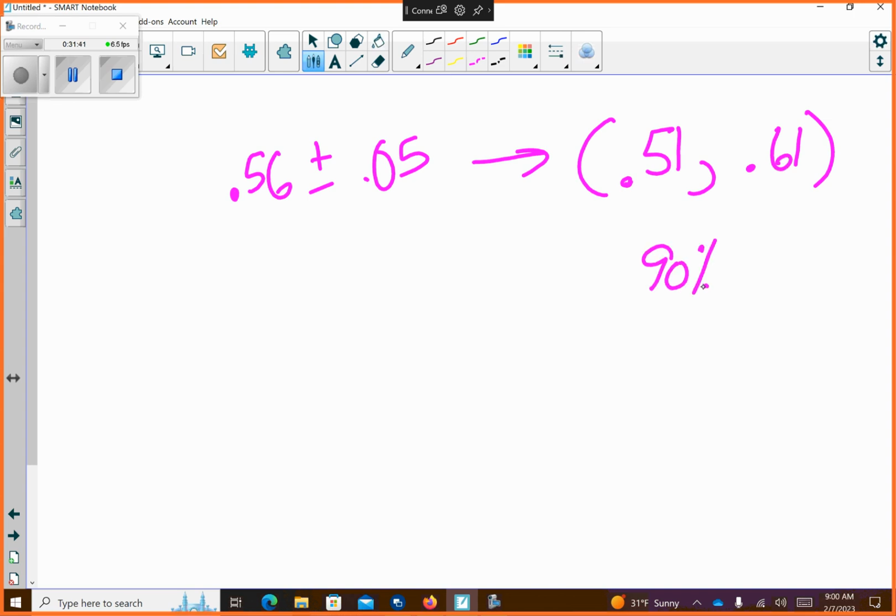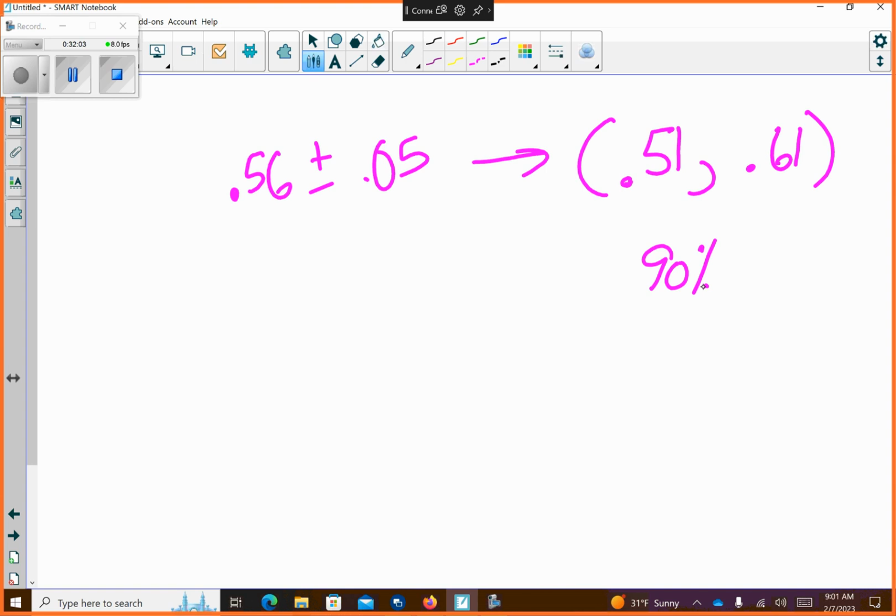The point estimate is 0.56. This means our best estimate is that 56% of all customers who enter the store buy something. The margin of error is 0.05. So that means with 90% confidence, we believe our estimate of 56% is accurate within 5%.